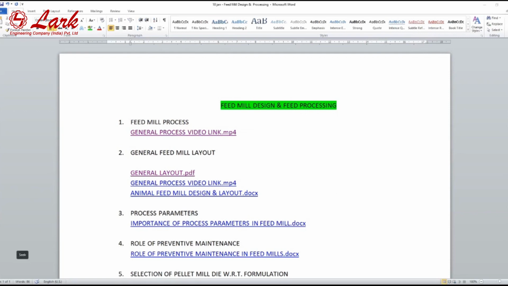This is an aerial view of a feed mill, a cattle feed plant. Generally, the process is almost the same. There are a few process and formulation changes in poultry and cattle feed. We'll discuss in general the feed mill process. Here, this is a process flow diagram of a general feed mill.